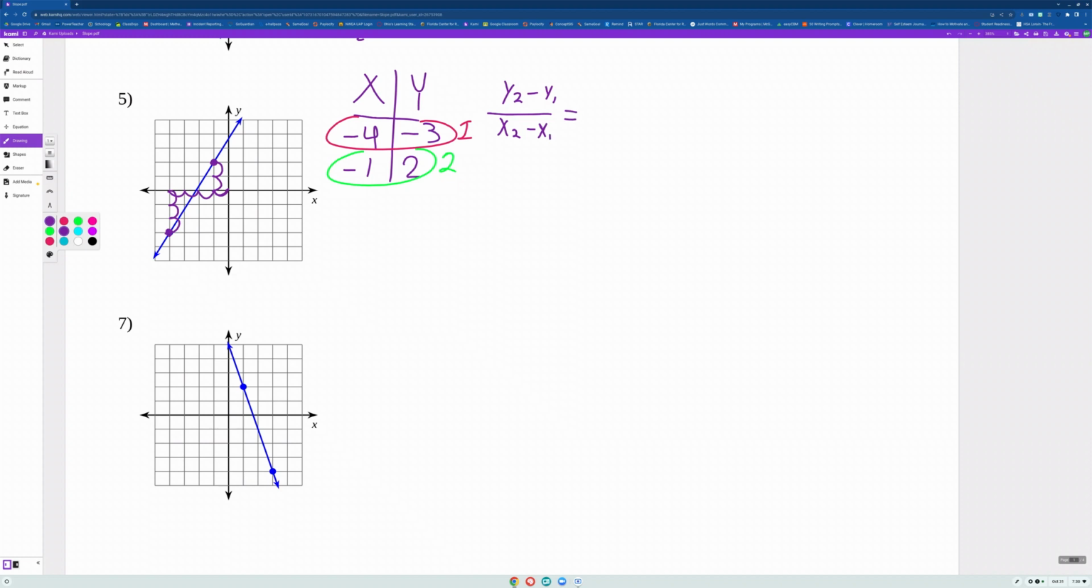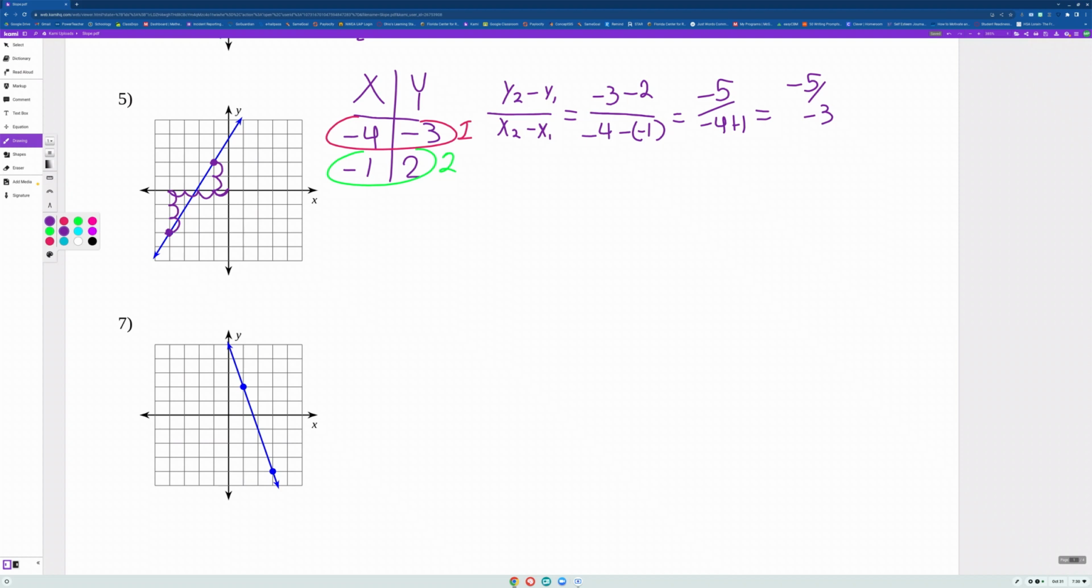So once I plug in my values for this one, I'm going to get negative 3 minus 2 all over negative 4 minus my negative 1. Negative 3 minus 2 is going to give me a negative 5. And then negative 4 plus 1 is going to give me a negative 3, so negative 5 all over negative 3.